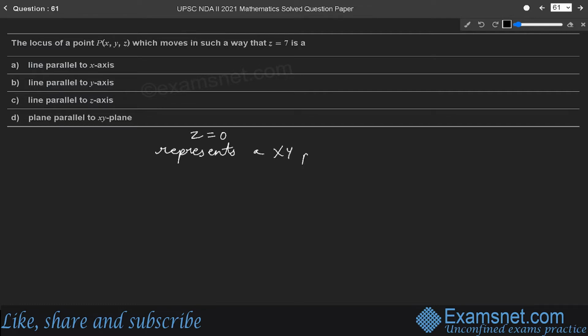XY plane. When Z is equal to 0, it represents the XY plane. So if Z is equal to 7, then it will represent a plane which will be parallel to the XY plane. So the correct option here is option D, which is plane parallel to XY plane. This type of question requires only the concept to solve it.